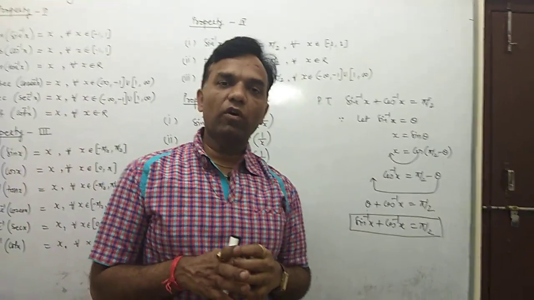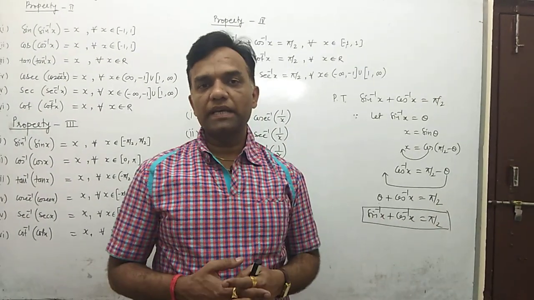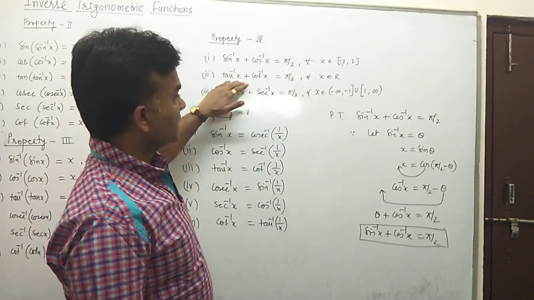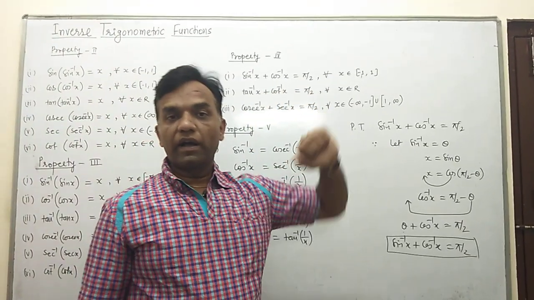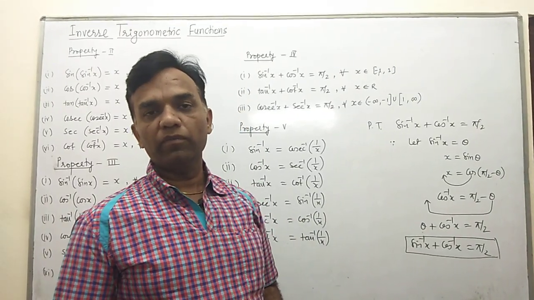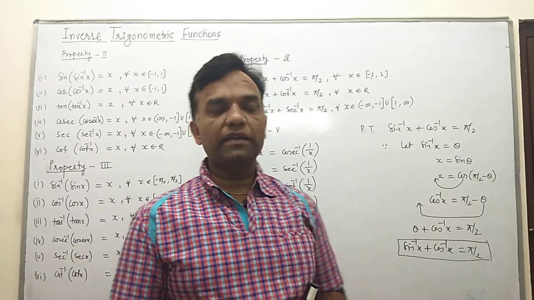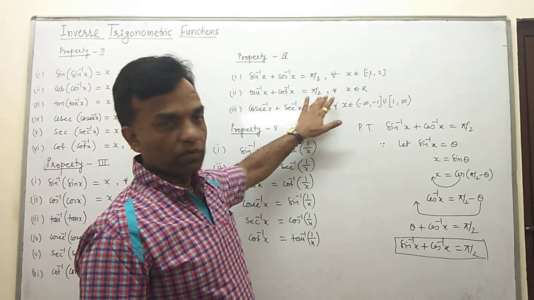Pair means we know that sin of (90 minus theta) is cos theta, and cos of (90 minus theta) is sin theta. The second pair is related to tan and cot, again through the complementary angle formula: tan(90 minus theta) is cot theta, and cot(90 minus theta) is tan theta. Therefore the sum is pi by 2.